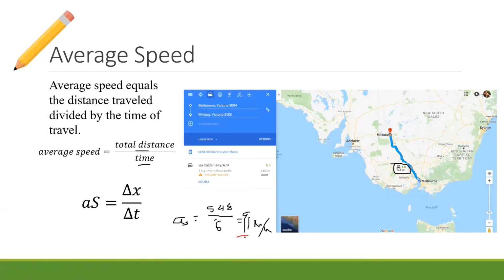It's 91. Here's the question, right? And I'm going to ask you guys this. I want someone to respond to this. I'm not going to move on until someone gives me an answer. Here's the question. How much time do you think a driver driving from Melbourne to Mildura spends going 91 kilometers an hour? How much do you think they're going exactly 91 kilometers an hour?